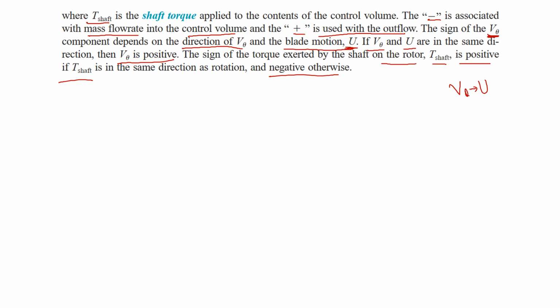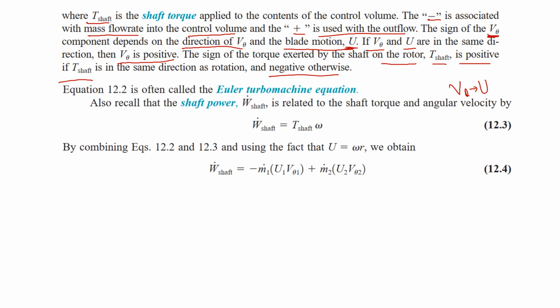Now let's move on and look at the shaft power. Equation 12.2, which we discussed previously, is this torque equation. It is also known as the Euler turbomachine equation, and if we write it again, that is r cross v theta 1 into m dot 1 at the inlet, plus r cross v theta 2 into m dot 2. So this is our Euler turbomachine equation.